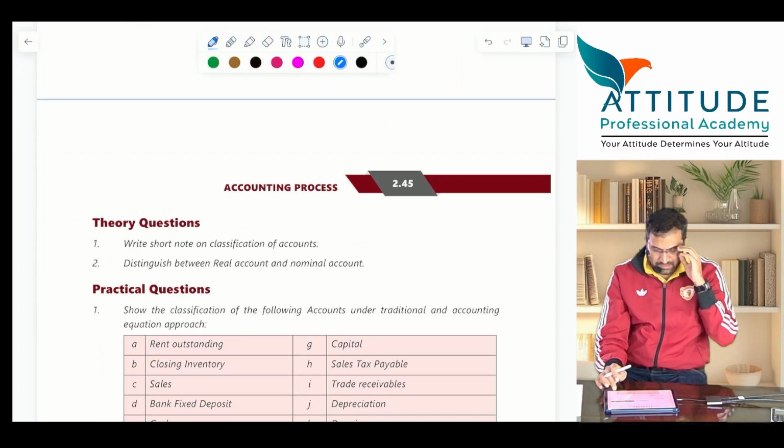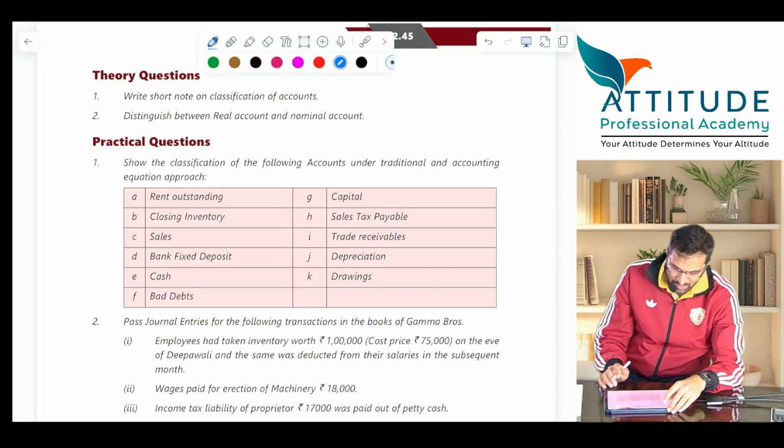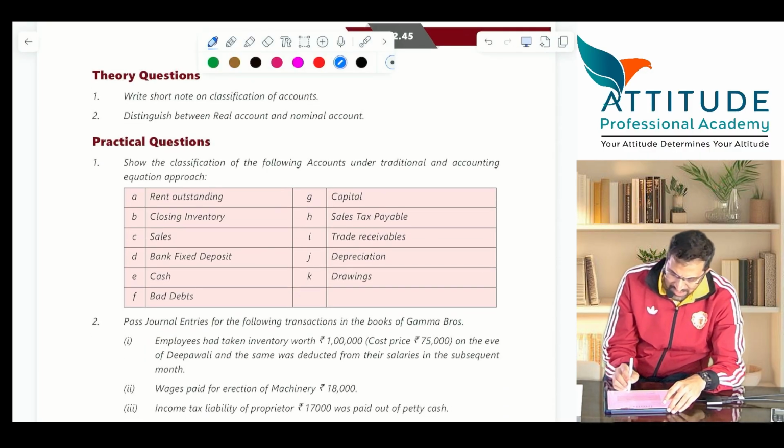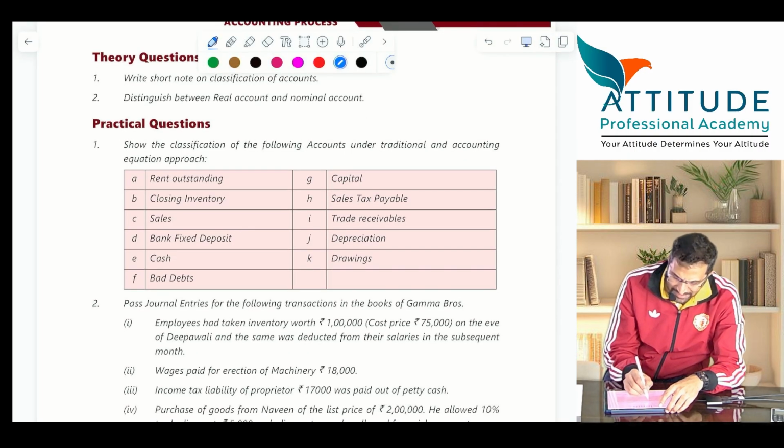Is that clear? Okay, now we'll do practical questions. Show the classification of accounts under the traditional and accounting equation approach. Outstanding rent is a personal account in the traditional approach. In the modern approach, it is a liability.